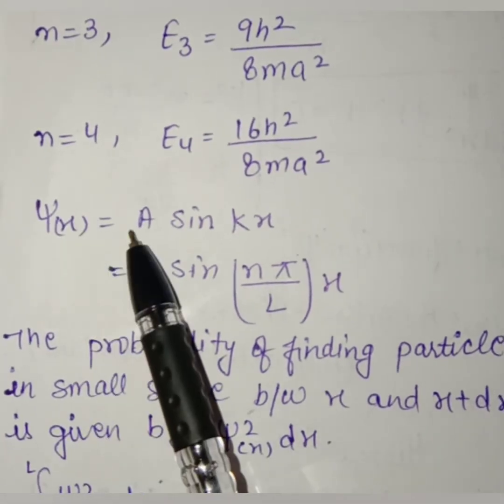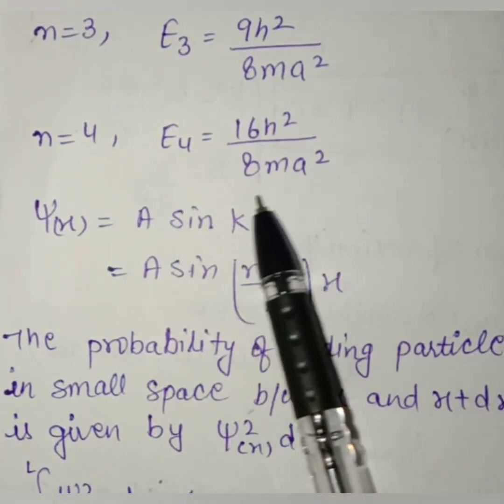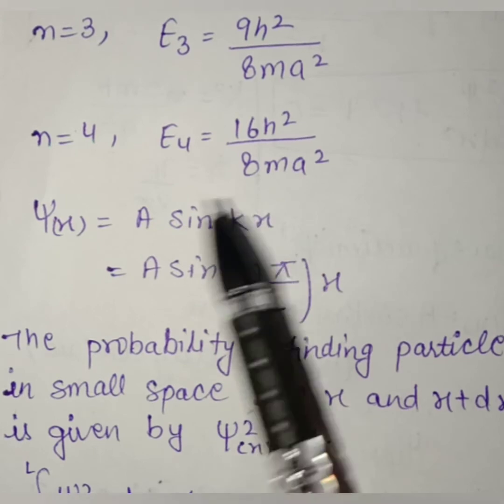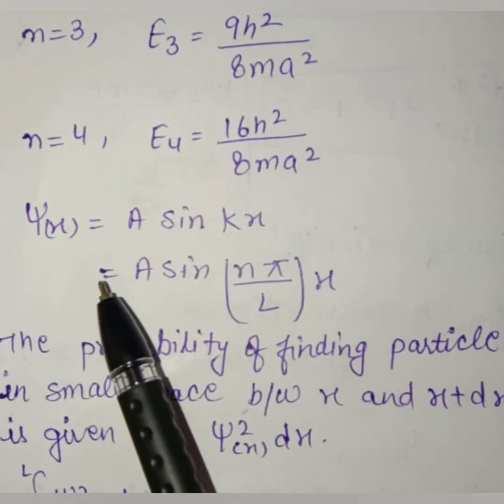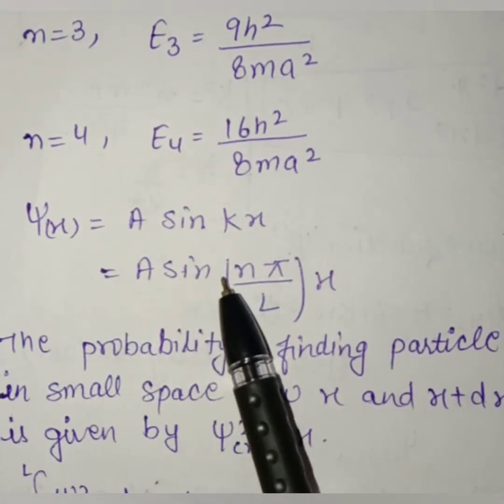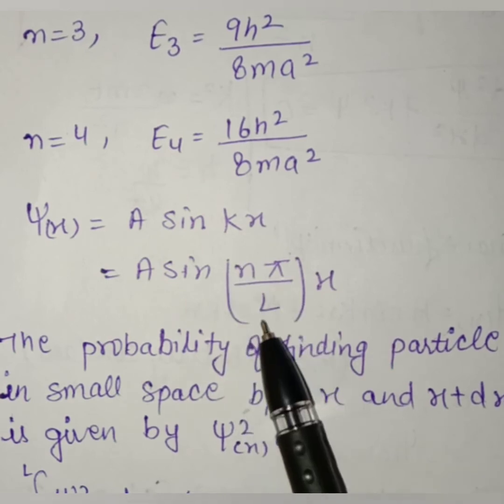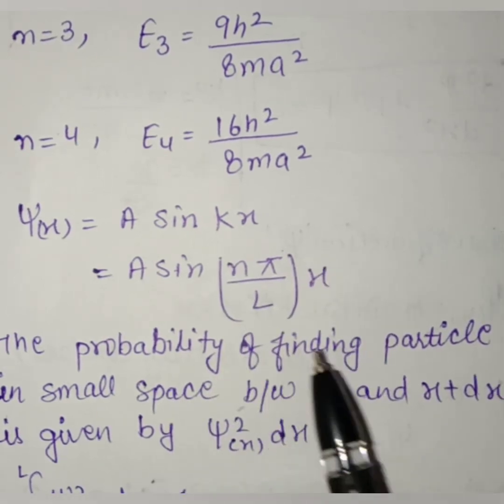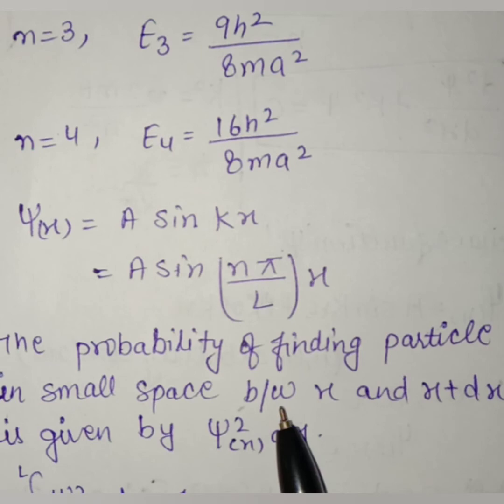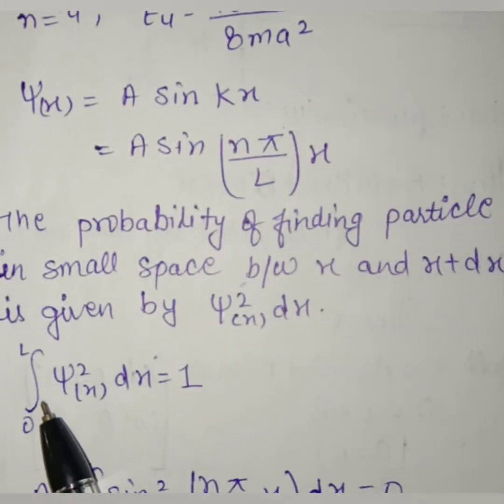Where ψ equals a sin kx. Now we can put the value of k from the earlier equation. We'll get ψ equals a sin (n pi by L) x. The probability of finding the particle in the small space between x and x plus dx is given by ψ square dx.